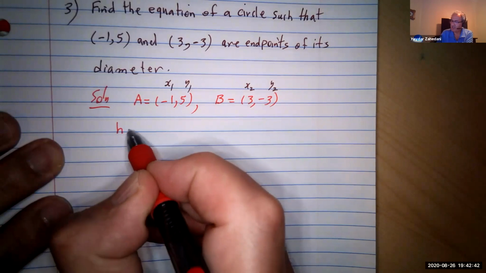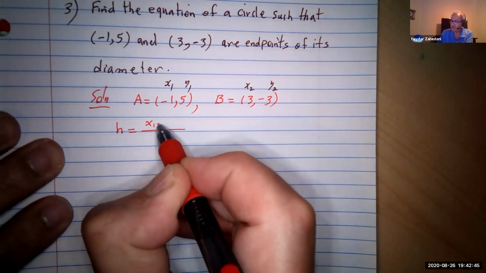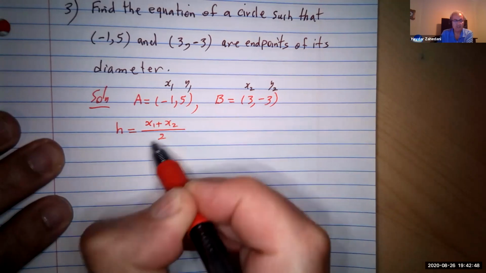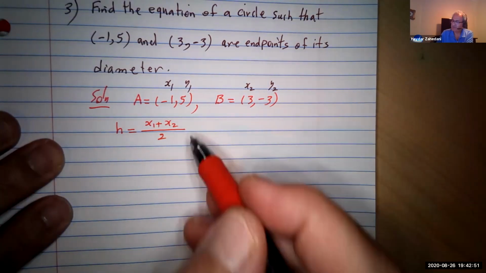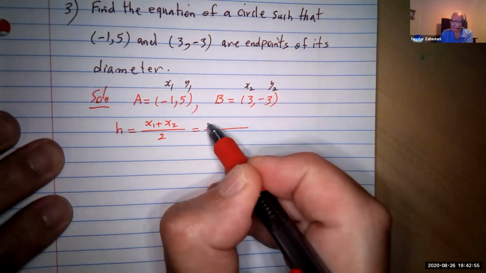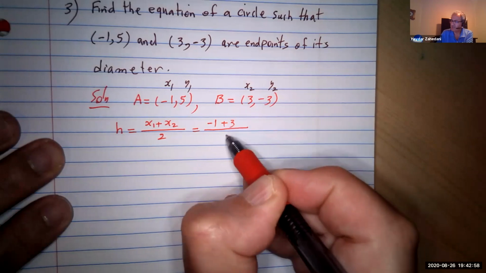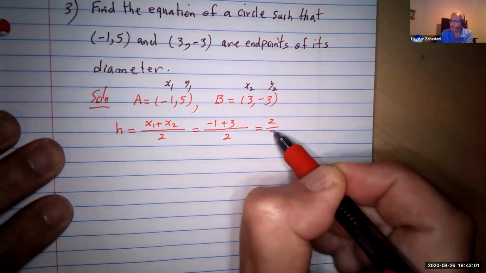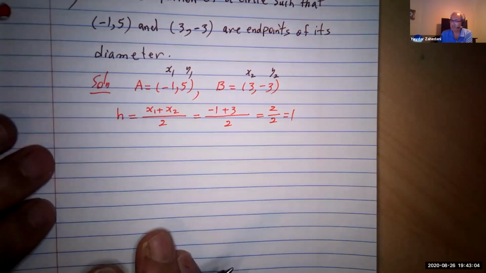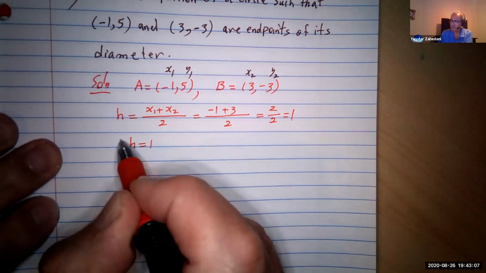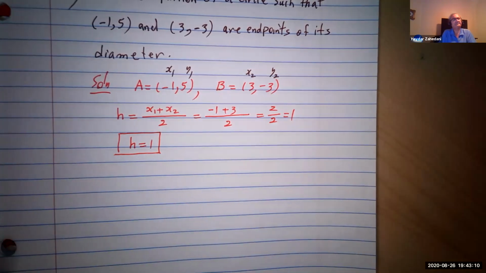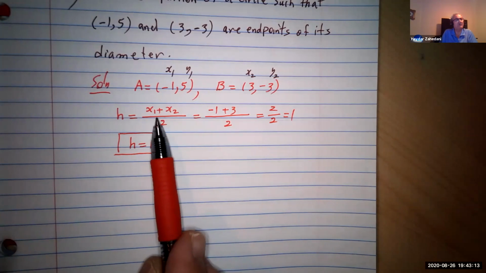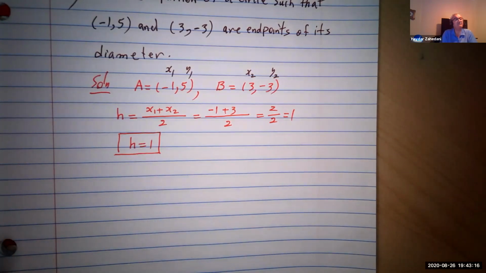So remember the h is equal to the midpoint, x1 plus x2 divided by 2. Now we substitute. x1 is -1, x2 is 3, divided by 2. So that gives 2 over 2, which is equal to 1. So h is equal to 1. Any question? Remember, it's a plus. I don't know why some people on the test write x1 minus x2. It's not. It's x1 plus x2. Okay, so that gives you the h. Any question? Ready for the k?